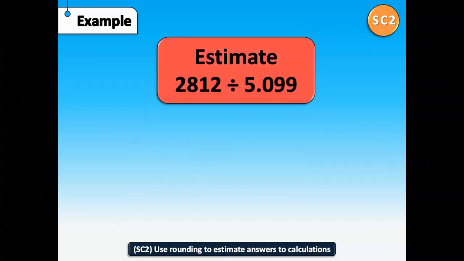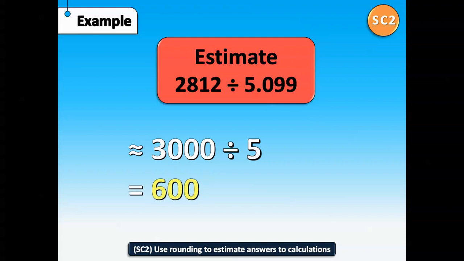Here's another example. Again, we need to round each number to one significant figure. So 2,812 rounds up to 3,000, and 5.099 rounds down to 5. So we do 3,000 divided by 5, which is 600. So that's our answer.